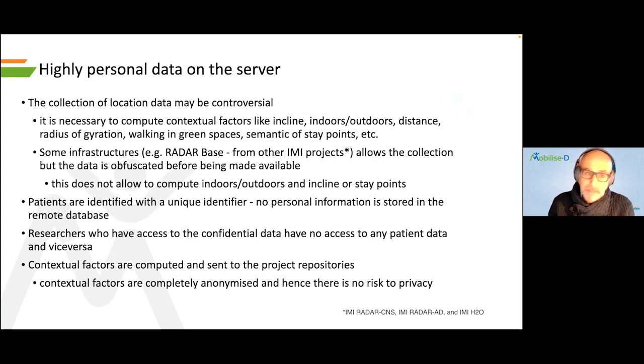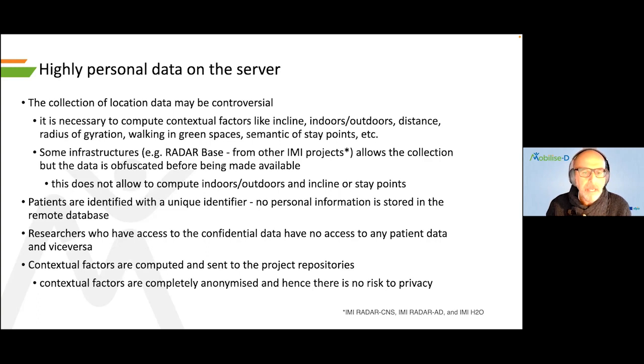Clearly, what we do, we collect highly personal data like GPS data. Some other infrastructures don't do that. Again, I mentioned a database, they don't do it. They obfuscate the starting position. They provide all the data as relative to that. But with that, you cannot collect contextual factors like the incline. So whether people are walking uphill or downhill, if they were indoors, outdoors, and so on. This kind of thing would not have been possible for us because we wanted to collect those kinds of contextual factors.